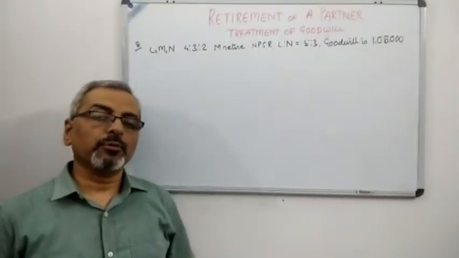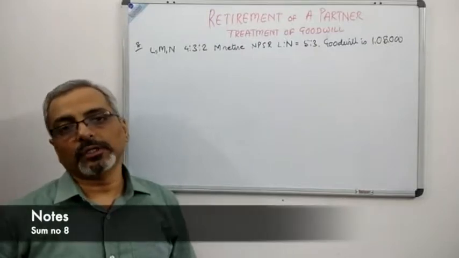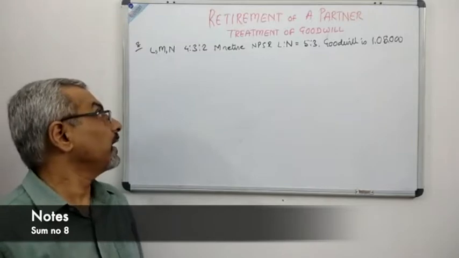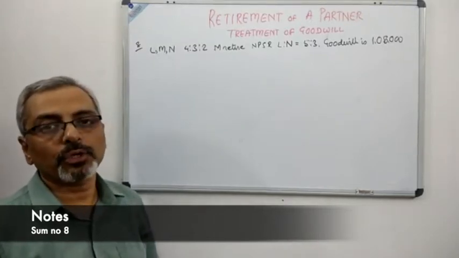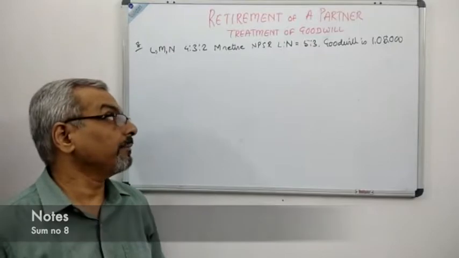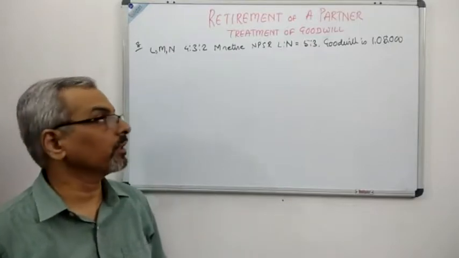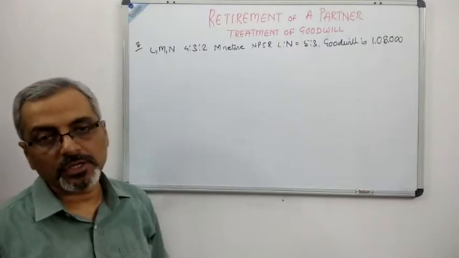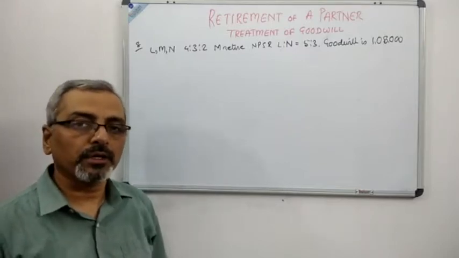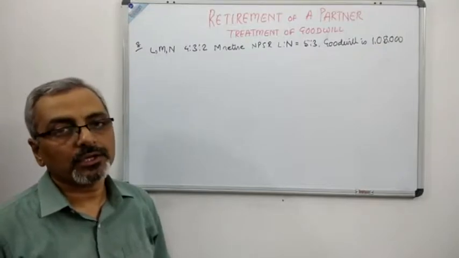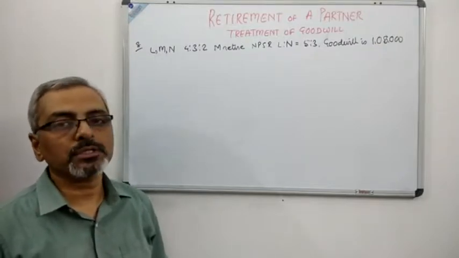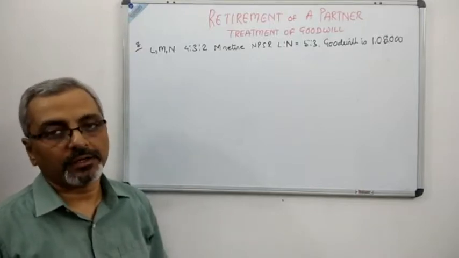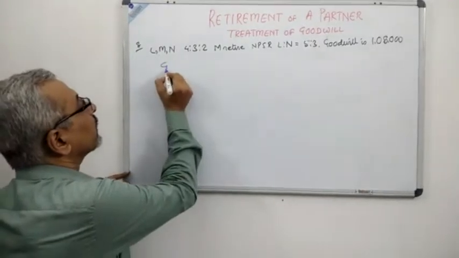Now I'll explain to you question number 8 of the textbook, and you can see in this question there are three partners L, M and N with a PSR of 4:3:2, and M has retired and the new profit sharing ratio becomes 5:3. So we have the old profit sharing ratio as well as the new profit sharing ratio. We'll first find the gaining ratio, and after that we'll see what is the share of the goodwill of the retiring partner and pass journal entries for that.